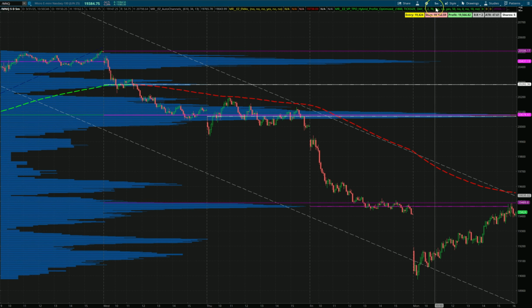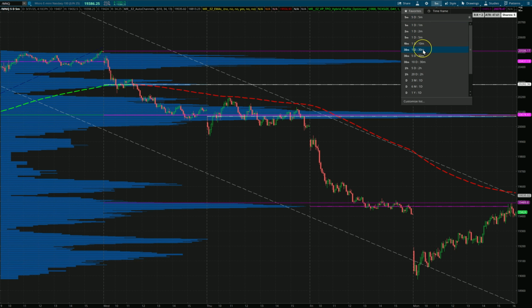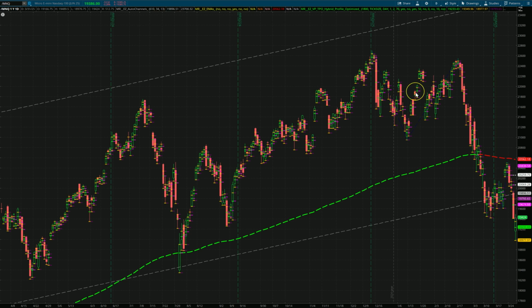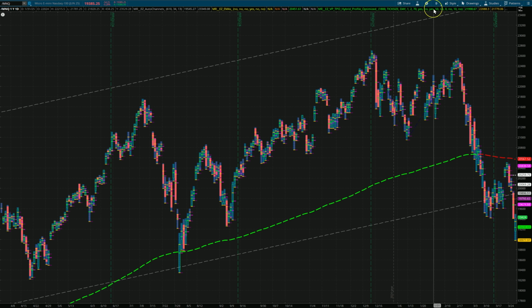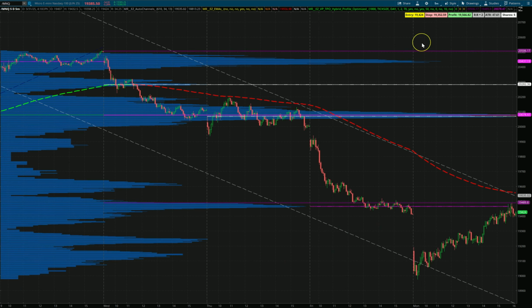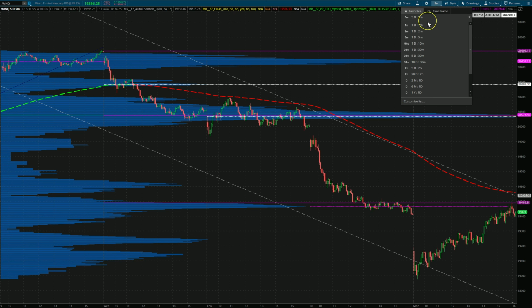We got a whole chart here. I'm going to go back up to a daily for a second. Nope. Nope, nope, nope. Well, you know what, I can show you the basic premise.